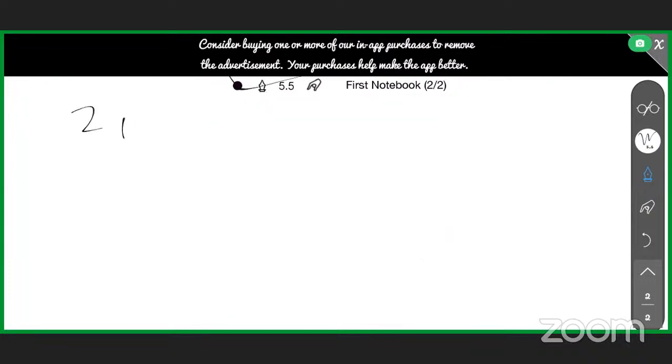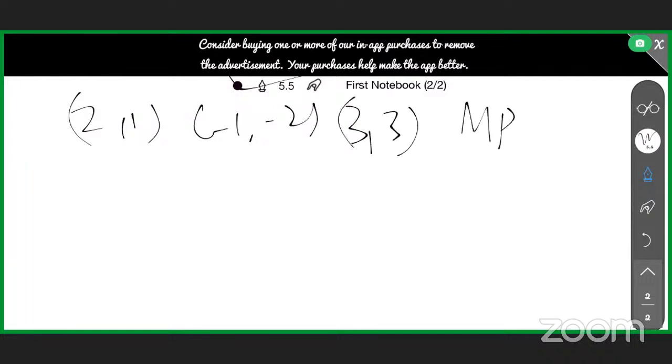2 comma 1, minus 1 comma minus 2, 3 comma 3. These are the midpoints of BC, CA and AB of a triangle. Find the equation of AB. Very easy question. Let us see who will solve this question.